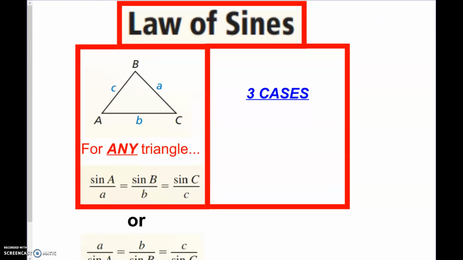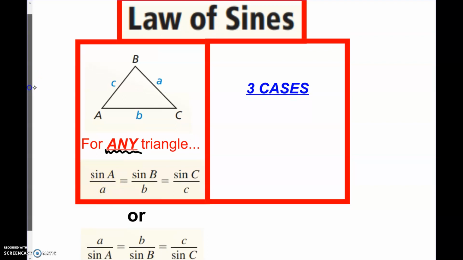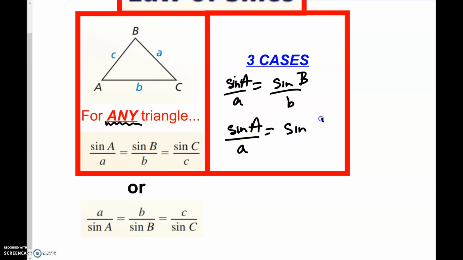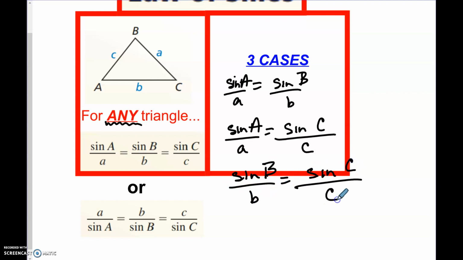All right, so like we said, the law of sine works for any triangle. And so we have the ratio sine of A over little a, sine of B over little b, and sine of C over little c. When you're setting up a proportion, you're only going to take two of them: the sine of A over little a is the sine of B over little b. Or you can set up the sine of A over little a is equal to the sine of C over little c. And the third case would be the sine of B over little b is equal to the sine of C over little c.